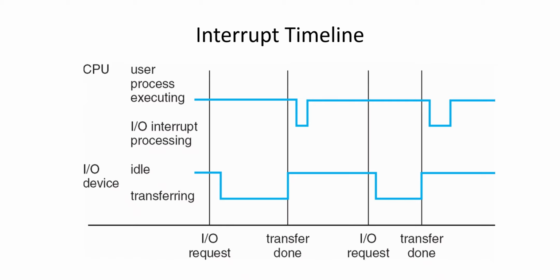The CPU keeps running the user process the entire time. It doesn't just sit and wait. Then, at transfer done, the I/O device signals completion via an interrupt. You can see the CPU line dip briefly to handle that I/O interrupt processing, and then it returns right back to executing the user process. This is the whole point of interrupts. The CPU does not waste time waiting around for slow devices. It keeps doing useful work and only pauses briefly when a device actually needs attention.